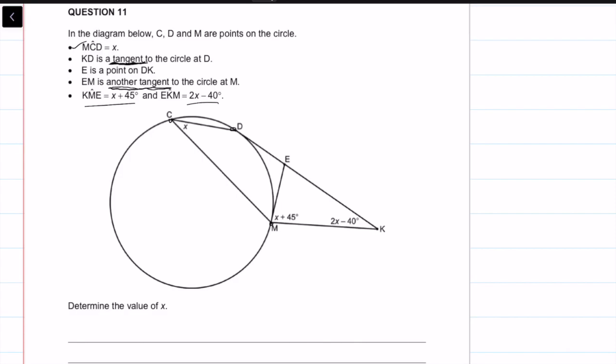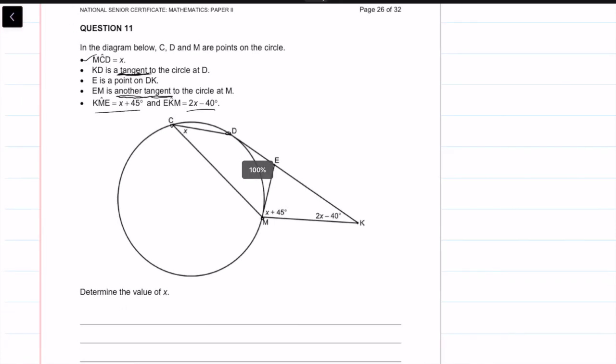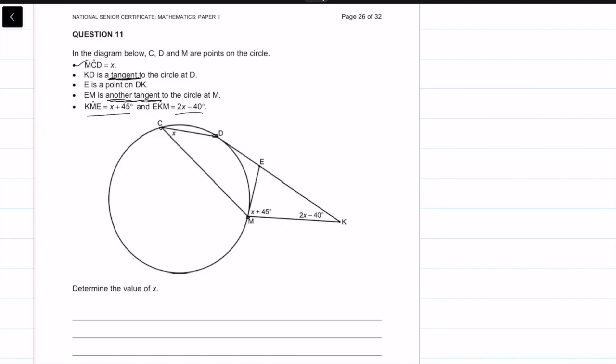This problem may seem a bit difficult, but it is basically solved with one very important theorem, which is our Tan Chord theorem. So let's just backtrack and understand what that is. What is our Tan Chord theorem?